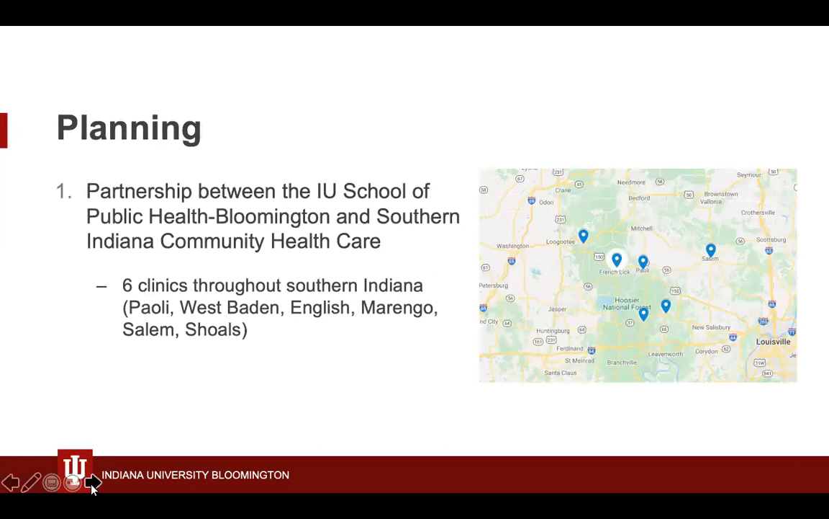One thing about this particular intervention is that it is very collaborative, a partnership between the IU School of Public Health and Southern Indiana Community Healthcare. You can see the map here on the right-hand side. Those are the 6 clinics that Southern Indiana Community Healthcare has a presence at in Southern Indiana: Paoli, West Baden, English, Marengo, Salem, and Shoals. We typically work with the group based in Paoli, but this intervention is offered to women who smoke throughout all of these potential clinics.